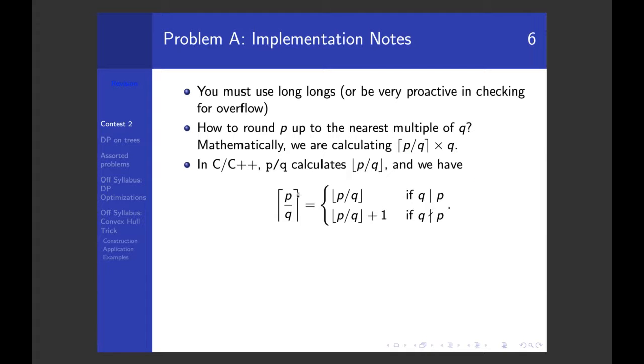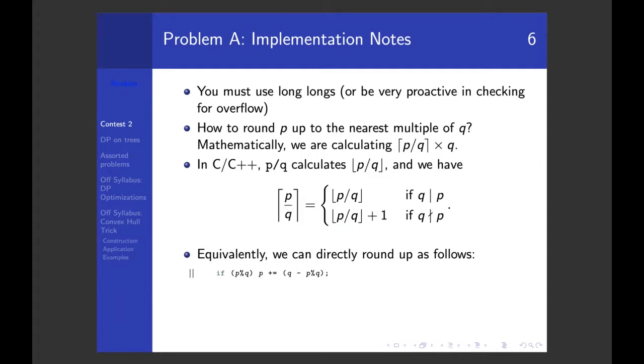In C++, obviously, P divided by Q rounds down, or at least for positive integers it rounds down or truncates. And so to work out this first part here, we can say, well, if Q is a factor of P, that is, if P modulo Q is 0, then the floor and ceiling are the same. And so we just do this. Otherwise, to round up, we check if the modulo is non-zero, and add 1. And that's to work out this. You can multiply by Q. That's one way of doing it.